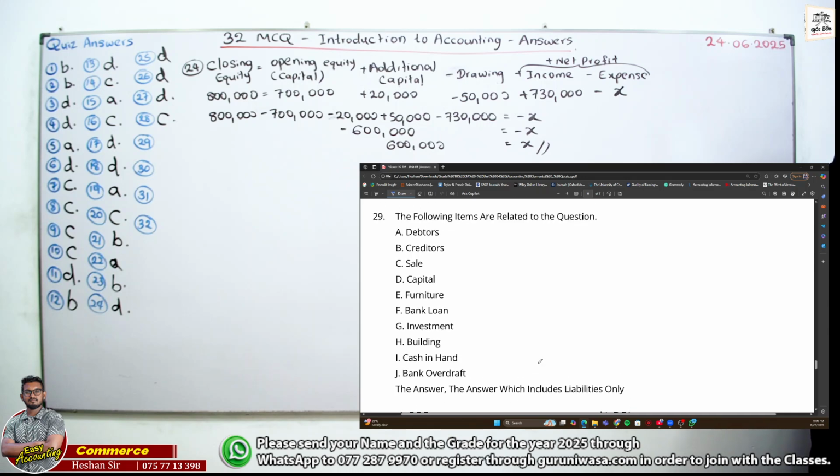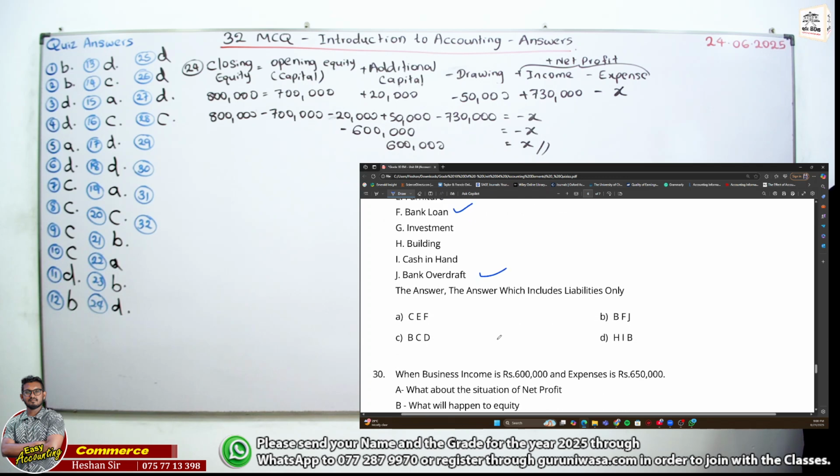The answer includes liability only. Creditor, bank loan, bank overdraft. B, F, J. The answer is B.